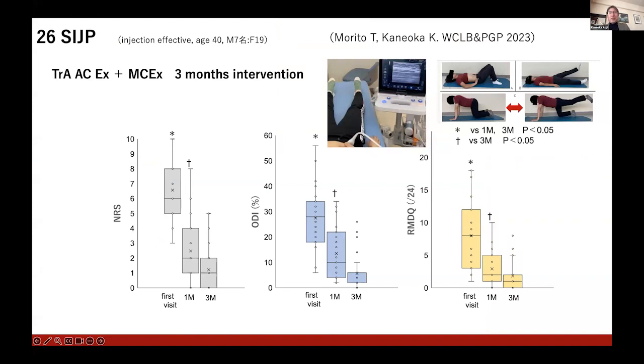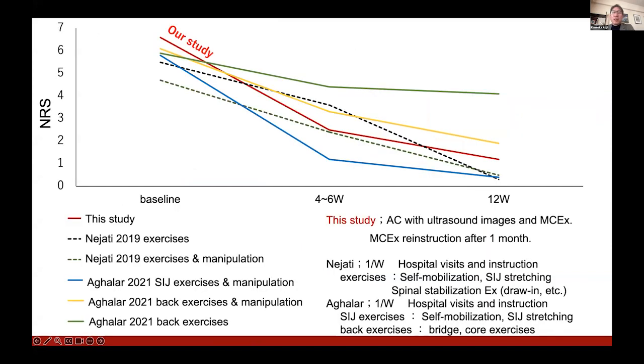For 26 SIJP patients, we taught anticipatory TRA contraction, and their NRS, ODI score, and RMD score improved within 3 months. Our clinical findings in this study show that despite the small amount of exercise intervention, the results are as good as previously reported conservative treatment methods.